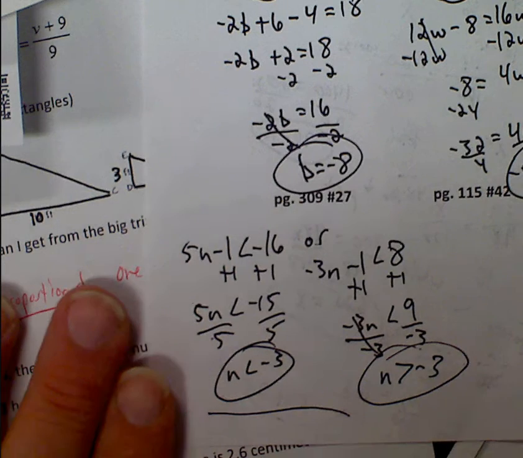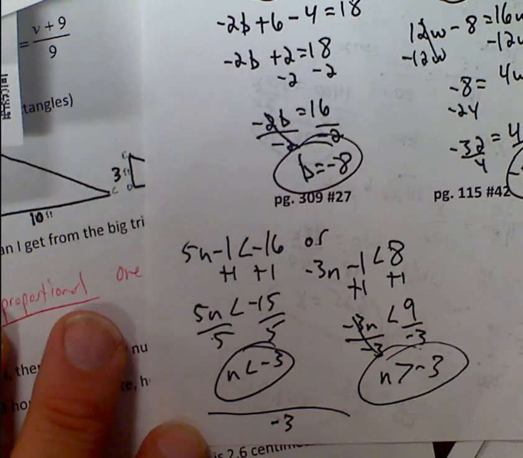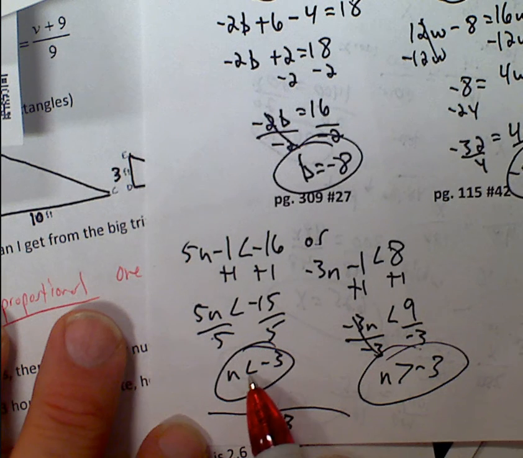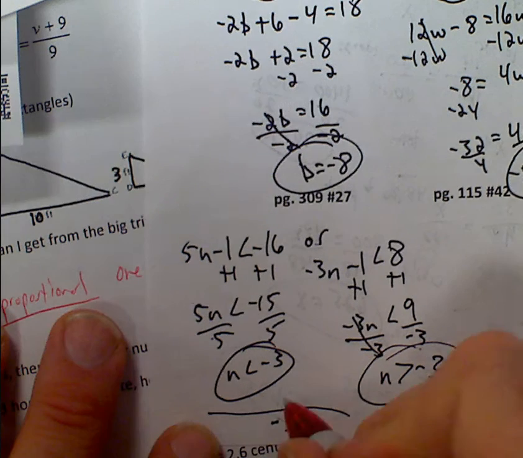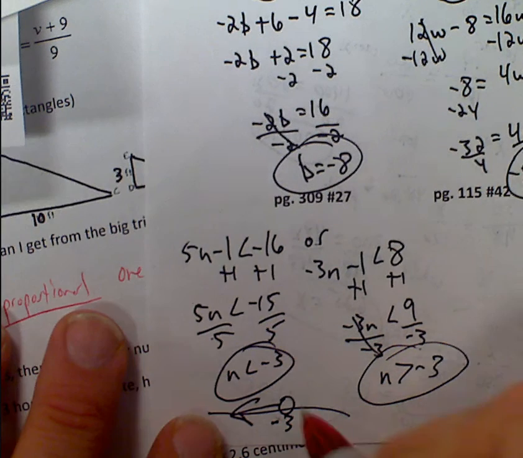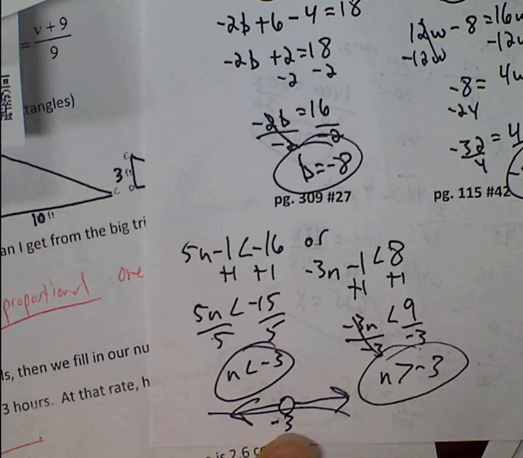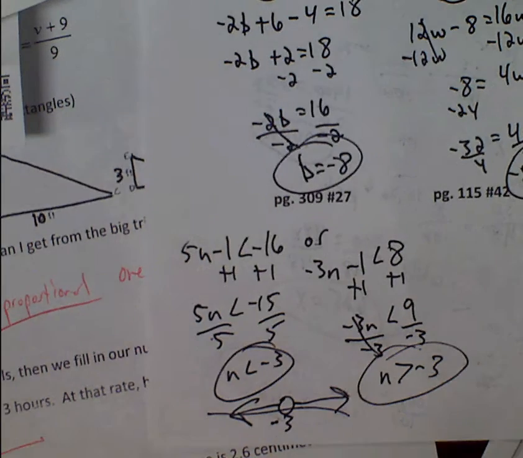So if I graph this, both of them are at negative 3. If it says n is less than negative 3, open circle to the left. But then it says n is greater than negative 3, open circle to the right. That is what it looks like. It is every number but negative 3.